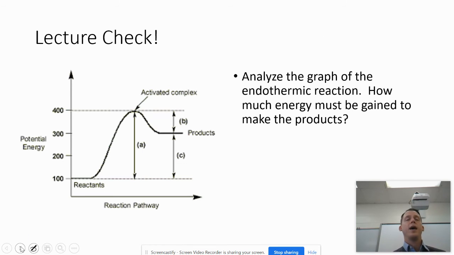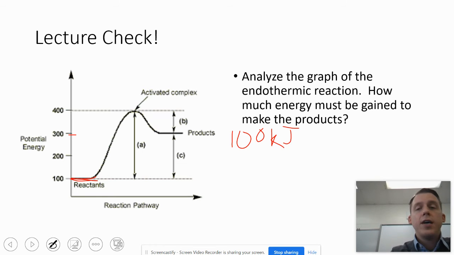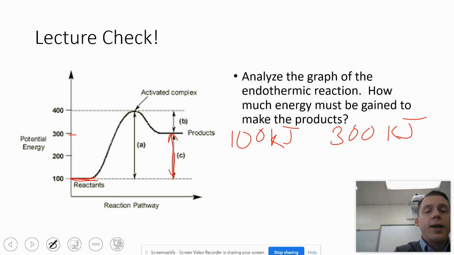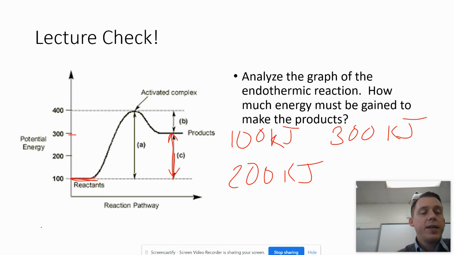All right, so here we have a graph of an endothermic reaction. We can tell it's an endothermic reaction because the reactants have a low amount of energy and the products have a higher amount of energy. So like before, how much energy must be gained? Put your answer in. Well, our reactants have 100 kilojoules of energy, and our products have 300 kilojoules of energy. So if we want this reaction to happen, we have to increase by 200 kilojoules of energy. That is how much has to be brought into this reaction.